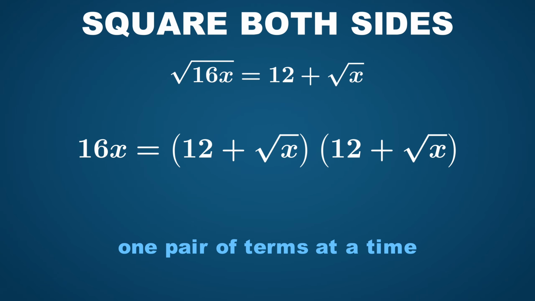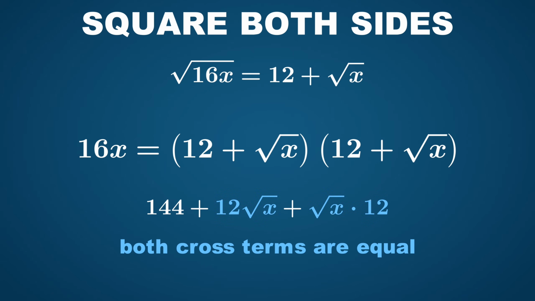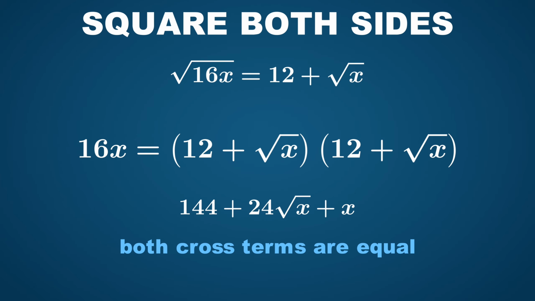We expand that product one pair of terms at a time. First, 12 times 12 gives 144 as the opening term. The product has 12 times root x, and also root x times 12. Both cross terms are equal, which is why the middle doubles. Those two middle pieces add up to 24 times the square root of x. Finally, root x times root x brings back plain x.